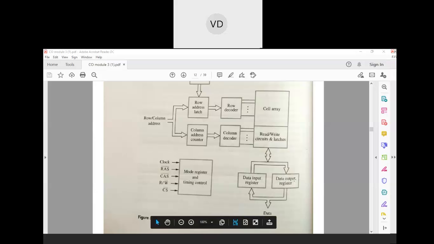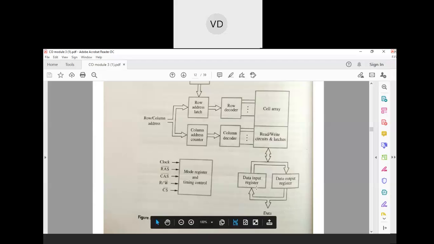So what is this data output register? If you are doing the read operation, you have to read the data and get it back to the user. Is it not? You have to read the data and bring it back to the user, means you have to output the data to the user. At that time, if you are doing the read operation, data is stored in this data output register. Once the data is stored in this data output register, it will be transferred to the data output lines.